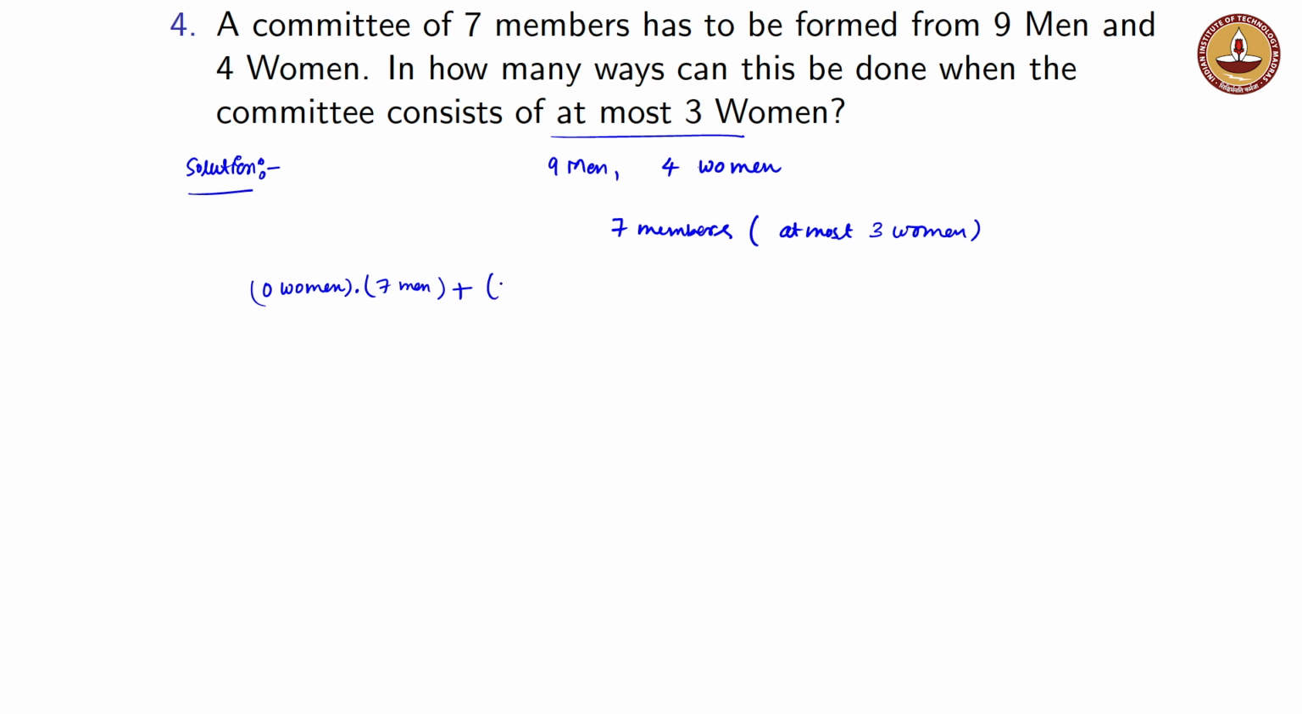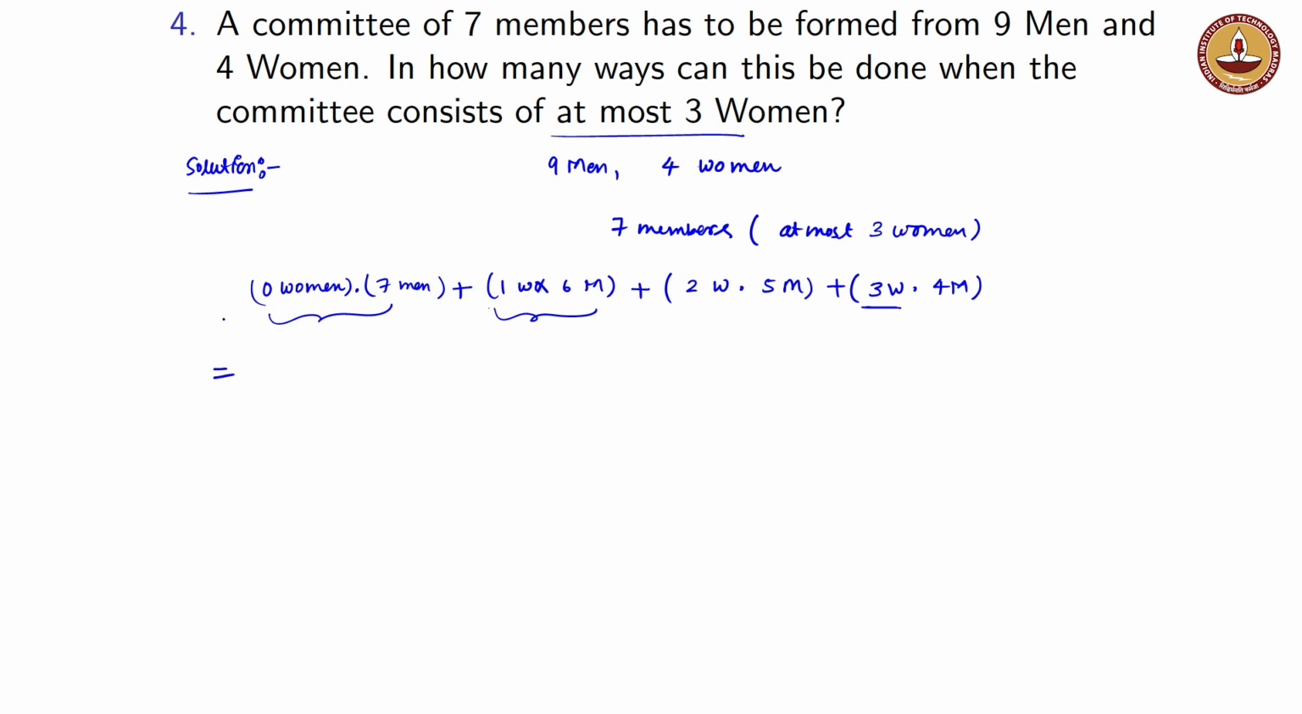Okay, 0 women, 7 men. Then another case can be 1 woman. I'm writing W for women, and into 6 men, M for men. Because you can see here a total committee of 7 members, again 1 woman, 6 men, then 2 women and 5 men, or another case can be 3 women into 4 men. And next, 4 women cannot be a case, because we have to consider at most 3 women.